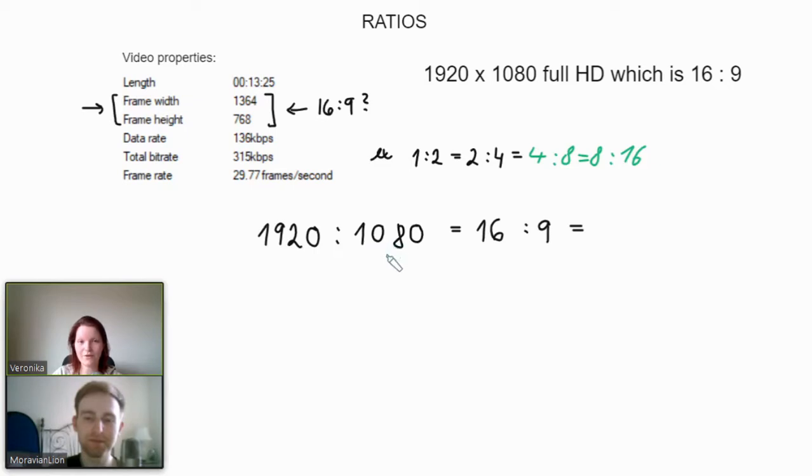If you have a calculator, you can actually do it right now. You can write what is 1920 divided by 1080. Okay, just a second. So 1920 divided by 1080 gives me 1.77777. Okay, can you write it here, please? Yes.